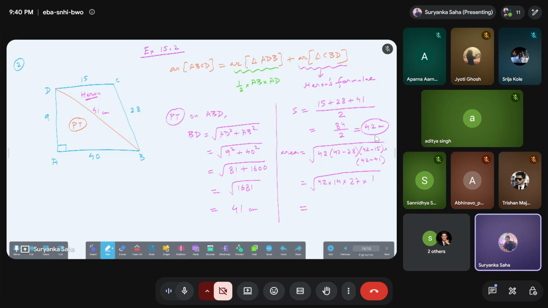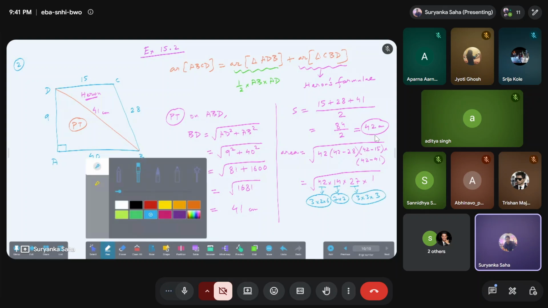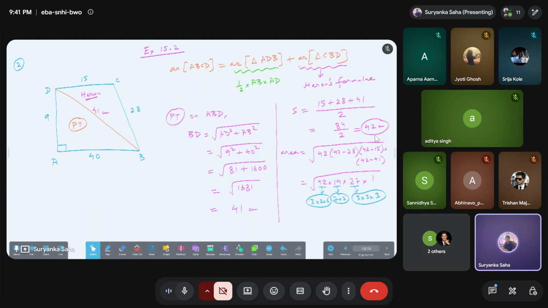So let me write. Don't get confused. Let me write it for you. So 42 is 6 into 7. And here 14 is 7 into 2. 42 is 6 into 7, and here 27 is 3 threes, 3 into 3 into 3. So we can also write 42 as 3 into 2 into 7. Understood? So these are the breakings. Now you can generate pairs.